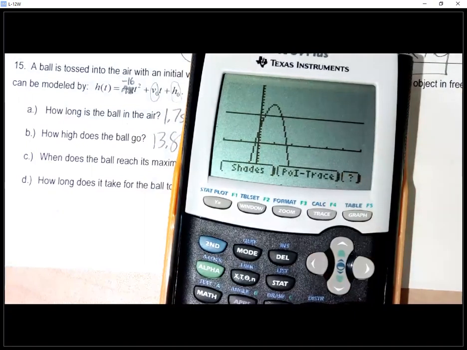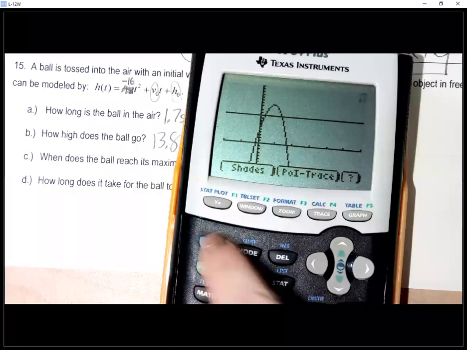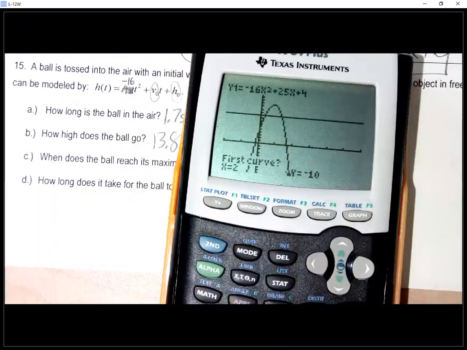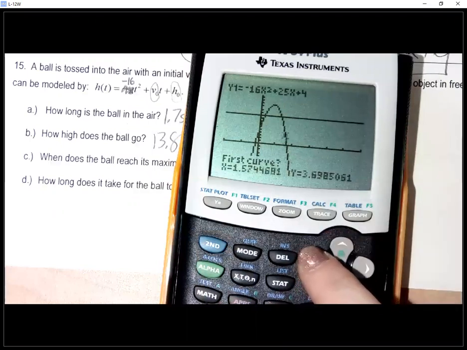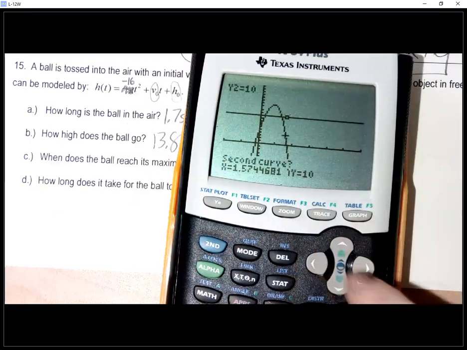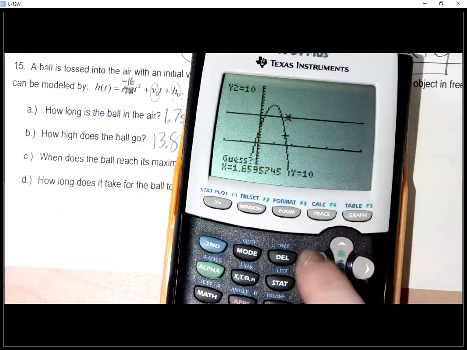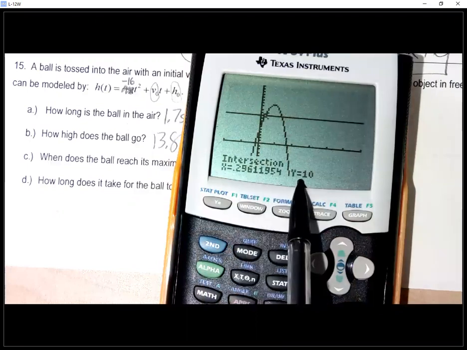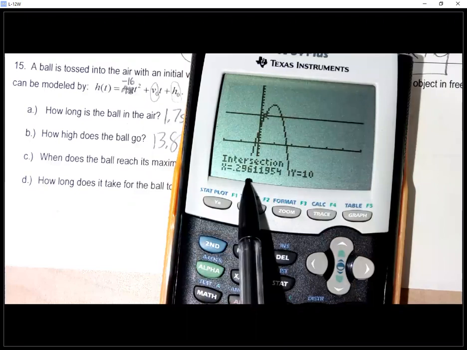So all I got to do, second calc, and I want an intersection point. So that's 5. The blinky guy, where is he? There he is. It's just saying, hey, what's the first line? That one. Hey, is this the second line? Yep. And then guess is important this time because there are 2 answers. So put the blinky guy near the answer you want. I hit enter. There it is. So I can see, yep, the height is at 10 and the time would be at 0.3 seconds if I'm rounding that.